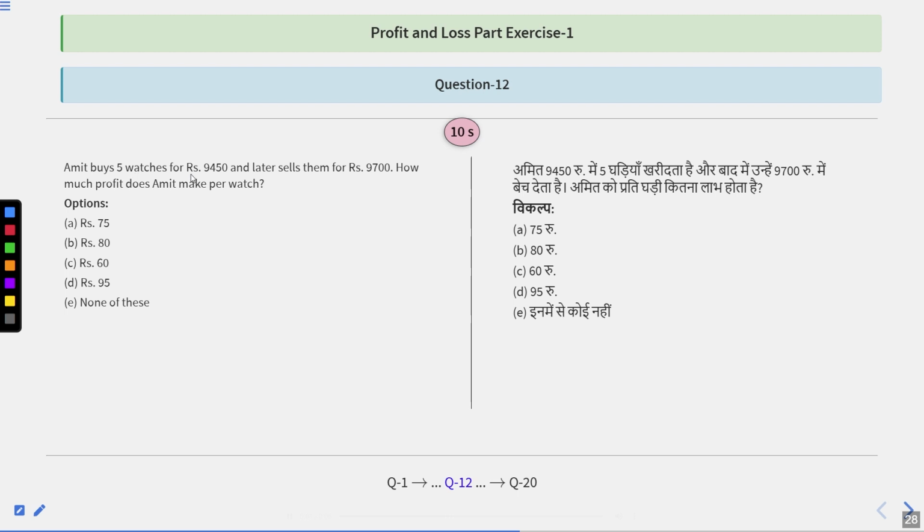Amit buys 5 watches for rupees 9,450 and later sells them for rupees 9,700. How much profit does Amit make per watch? You have 5 options and 10 seconds to analyze the question. Your time starts now.